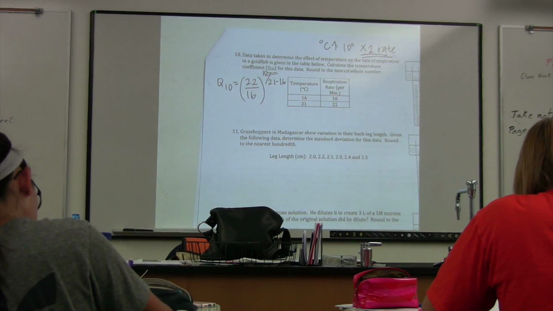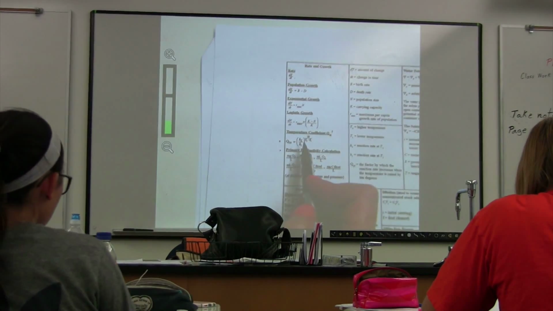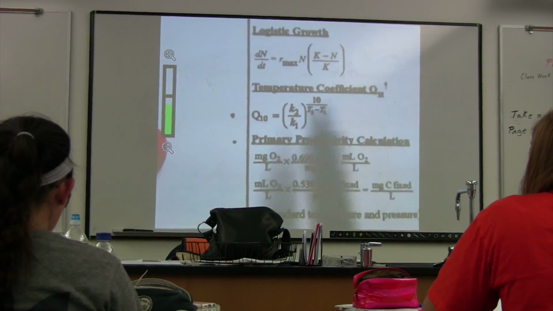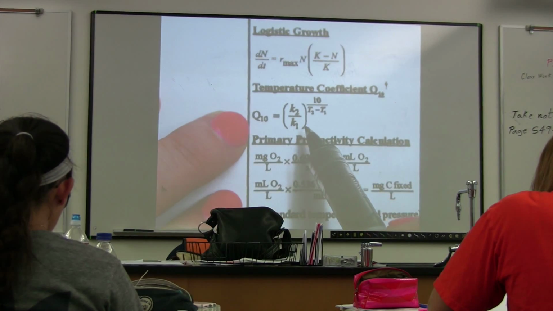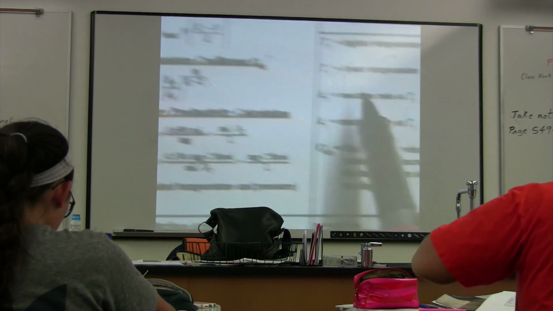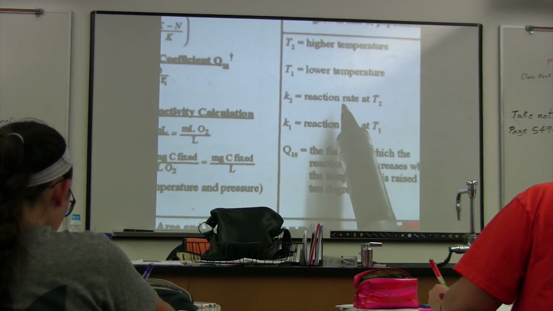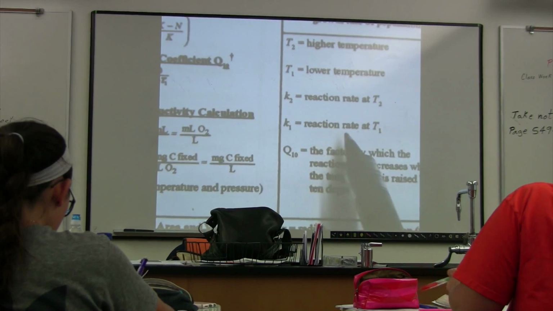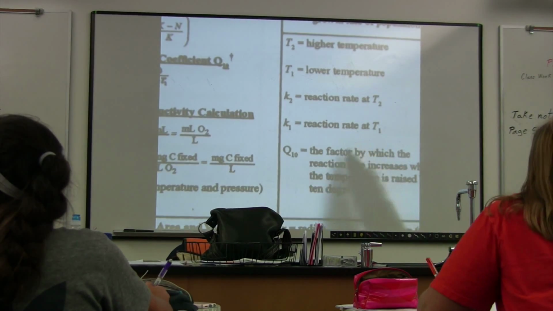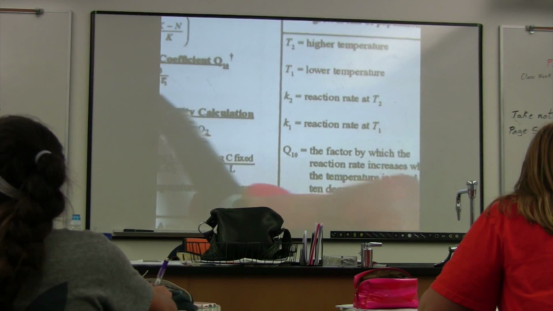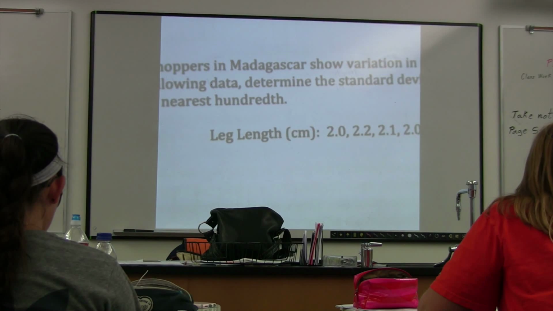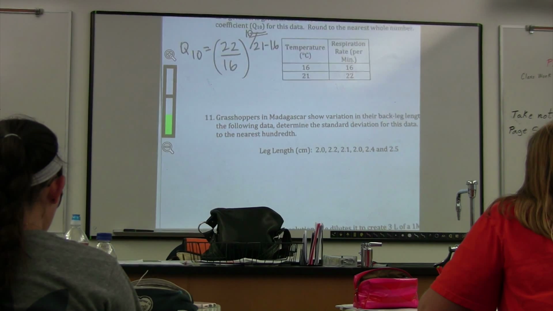So I took this equation right here, the temperature coefficient. Let me zoom it in for you. Here's my Q10, K2 over K1, and even if you're wondering what K is, right there, it's the reaction rate at the second time over the reaction rate at my first time. Then I have my 10, and then this is to the power of. Hopefully you can figure this out.